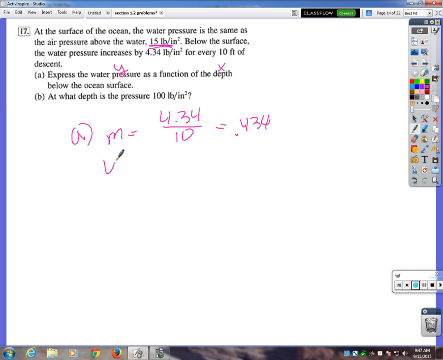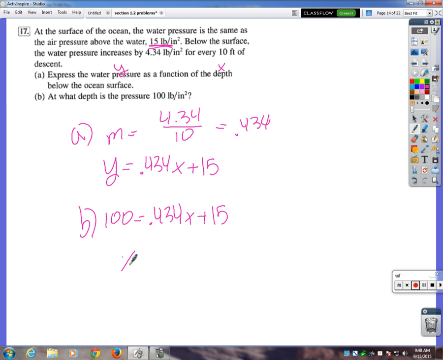So that means our equation is y equals 0.434x plus 15. And then for b, since it says our depth, and the depth is the x, that means our whole equals 20x. Wait.